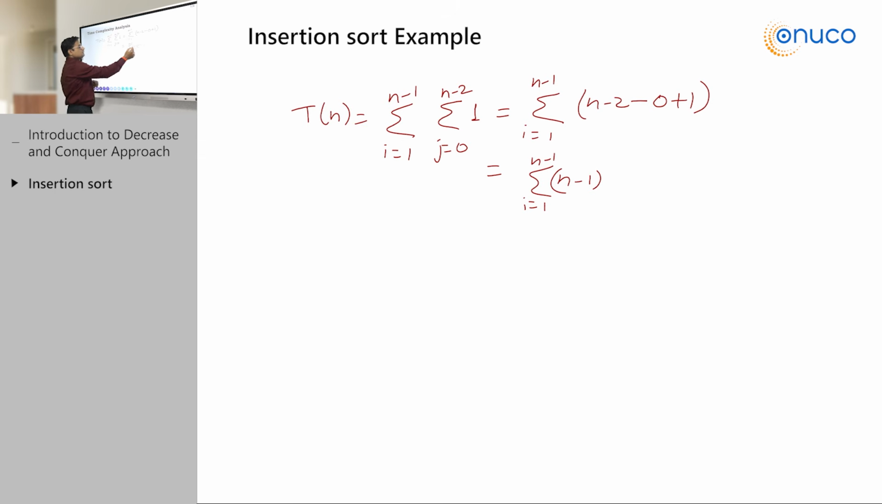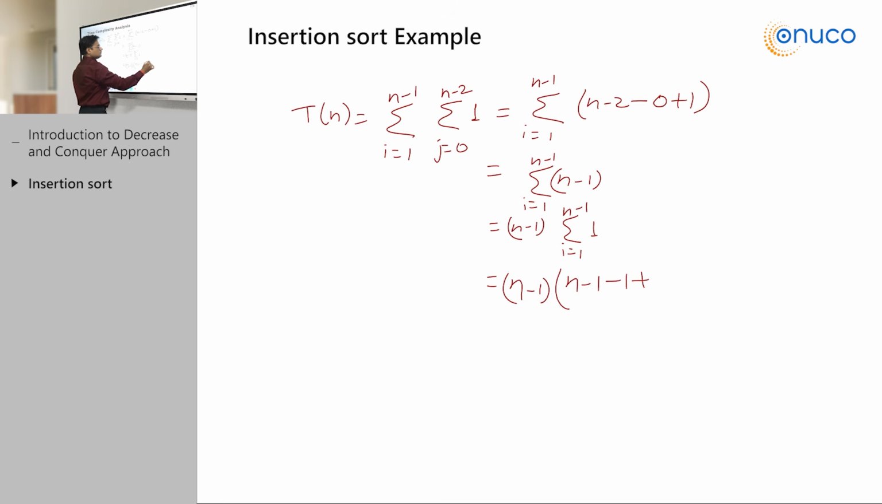Now look, this n minus 1 is constant, it is independent of i, so we can take this n minus 1 outside and we can have the summation i is equal to 1 to n minus 1 of 1. Can we simplify further? Yes, we have upper limit n minus 1, minus lower limit 1, plus 1. This 1 and 1 got cancelled. So we are getting n minus 1. So n minus 1 whole square. Hence it is n square minus 2n plus 1.